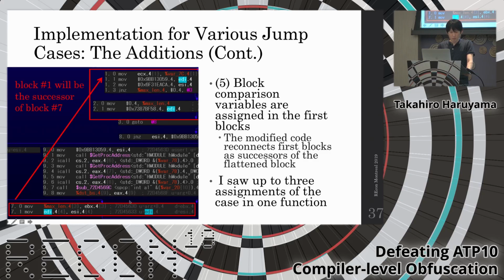For example, in this function, IDA assigned a value to ESI in block number 7. ESI is the block comparison variable in this function. And the EDI value is assigned in block number 1 and 2. So in order to handle this case, the modified code reconnects first blocks as successors of the flattened blocks. In this case, block number 1 will be the successor of block number 7.